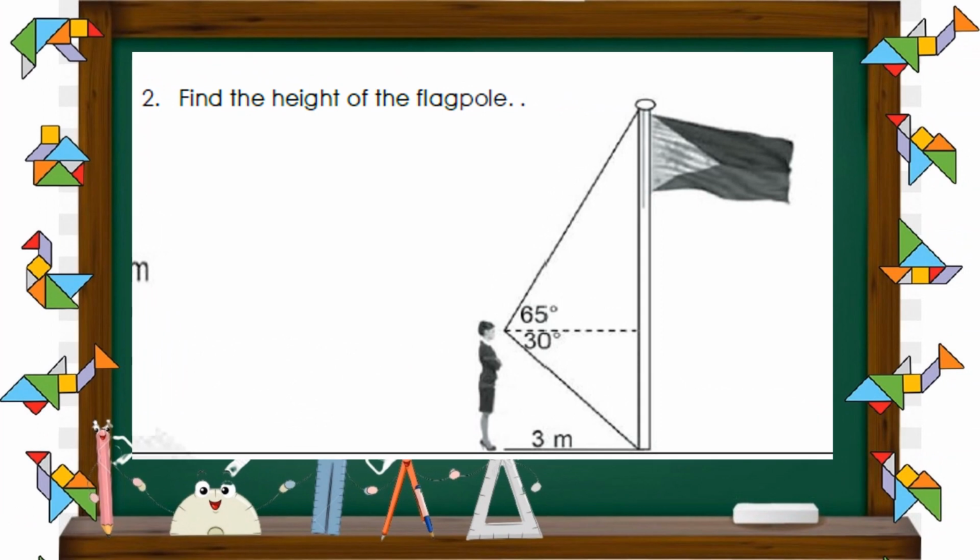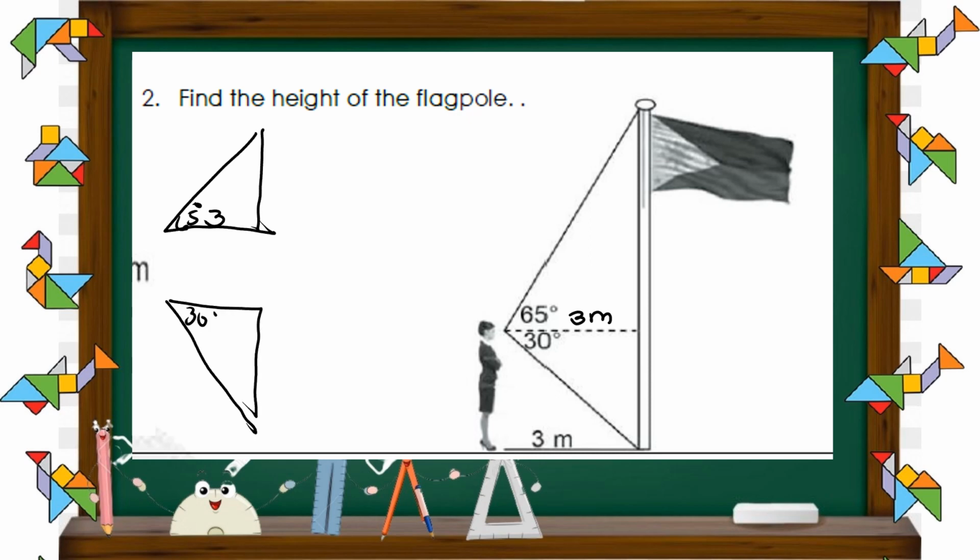Then for number 2, you find the height of the flagpole. Here, I'm just going to help you imagine what you're going to have: 3 meters. So this is also 3 meters. You have to have two answers here. So 3 meters, and then you have 65 degrees. And then another one, which is 30 degrees. And we have here again another 3 meters. You have to assign x and then y to find the height of the flagpole. And then you just have to add x and y.